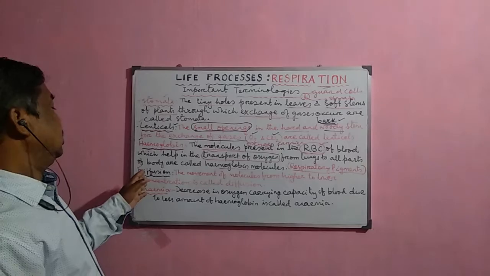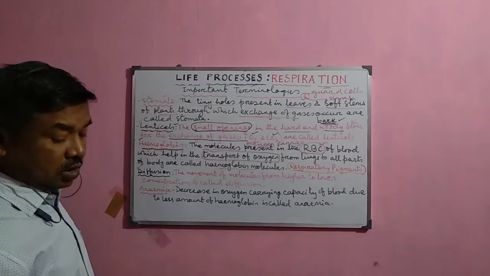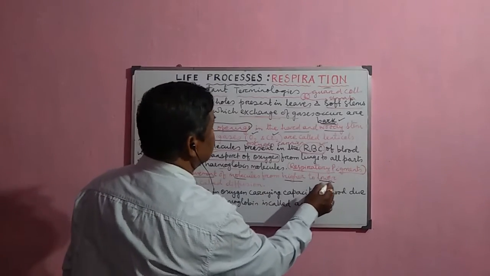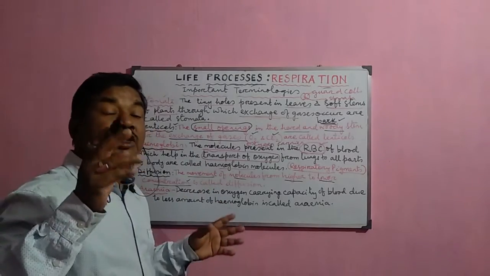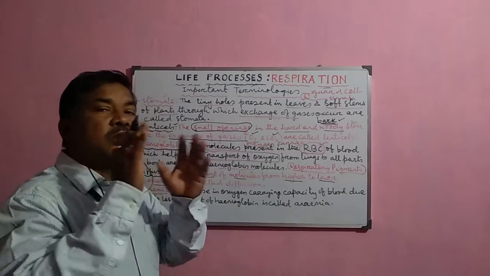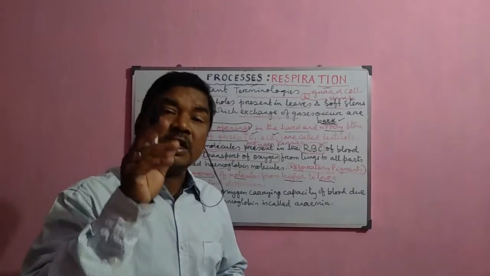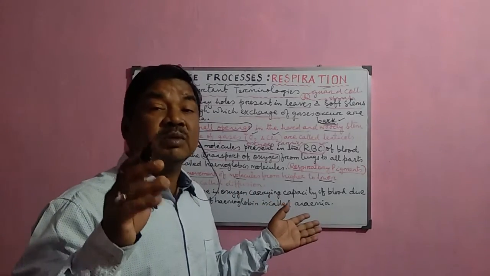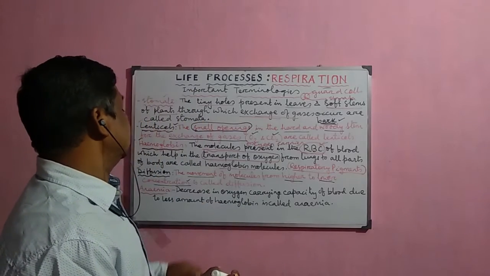Now, the diffusion. The exchange of gases occurs by the process of diffusion. What is diffusion? It is the movement of molecules from higher concentration to lower concentration. If the concentration of molecules in a region is more somewhere and less somewhere else, the movement always occurs from the higher concentration towards the lower concentration. This process is called diffusion. It is one of the most important processes by which the exchange of so many substances occurs in the living system.